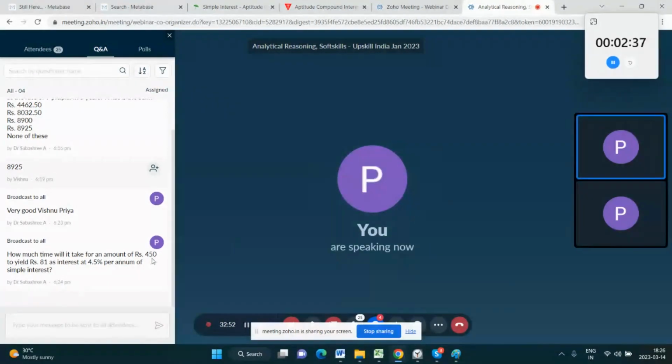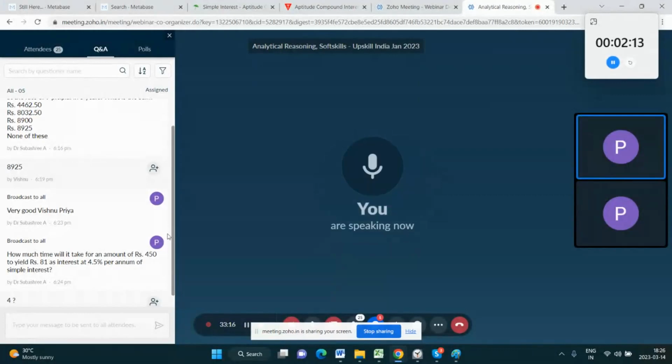Principal is 450. It has yielded total interest of 81. Rate of interest is 4.5% per annum. Now you have P, R and the total interest received, that is 81. PNR by 100 is equal to 81. Right.